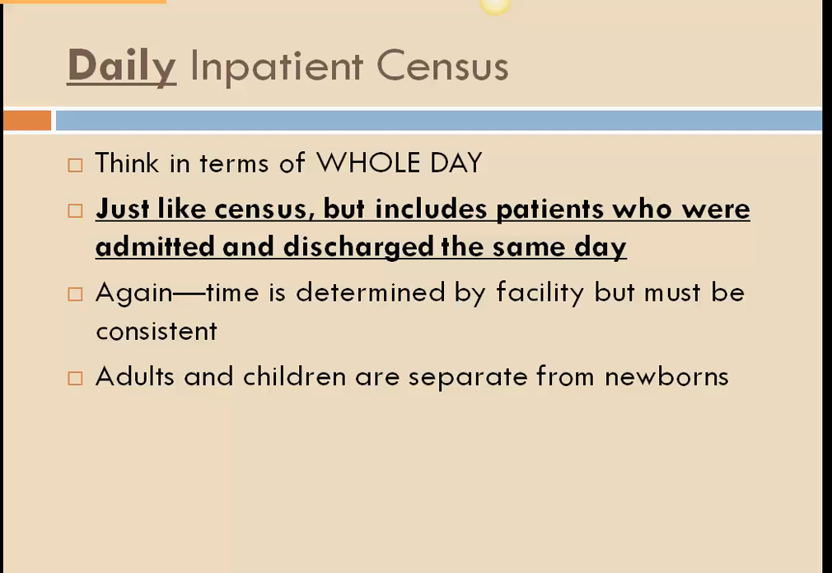That definition carries over into your formula: it's inpatients from midnight the day before, plus the admissions, minus the discharges, plus those who have been admitted and discharged. The rules or special information is that the time is determined by the facility, that it must be consistent, and that it includes the admissions and discharges as well as those that were admitted and discharged the same day. And again, adults and children are counted separately from newborns.